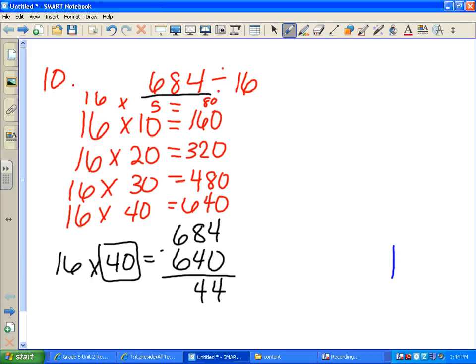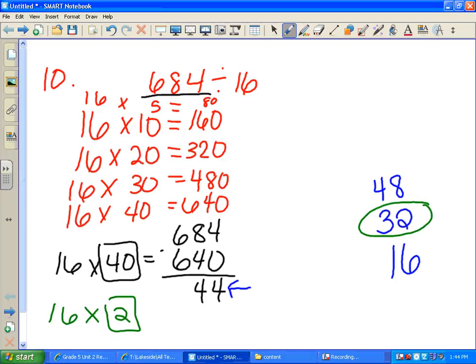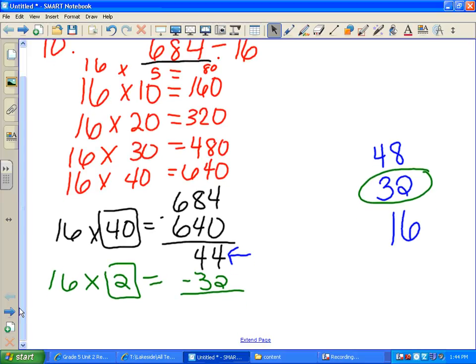So you look at 16 and you start with your multiple tower. 16 times 1 is 16. 16 times 2 is 32. 16 times 3 is 48. Oh, I can stop there because what number am I trying to break up? 44. Which one is close to but does not go over? 32. And what multiple of 16 is that? 2. So I can say that 16 times 2 is 32. And now what do I do? Subtract. So now I need to see how much I have left over. 44 minus 32 is 12.